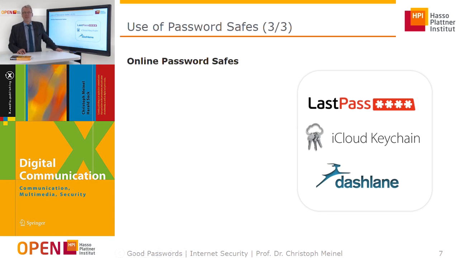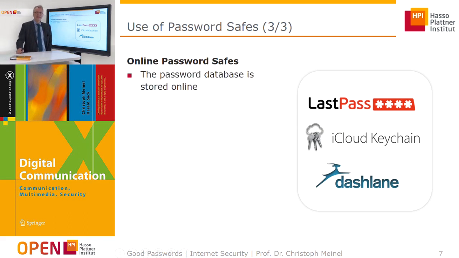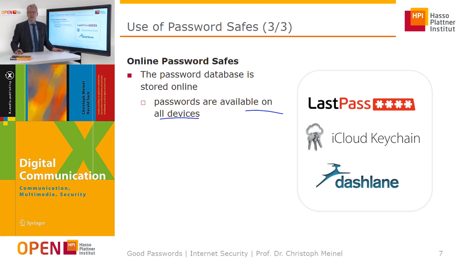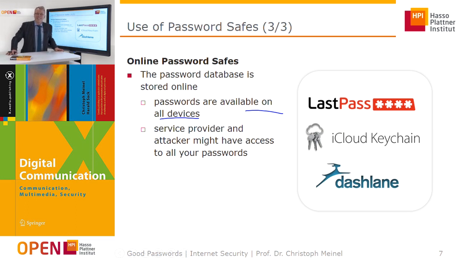The second approach for such password safes is to use a service provided on the internet. For example, LastPass, iCloud Keychain, Dashlane, which are services provided on the internet. So the password database is stored online. The advantage, of course, is that passwords stored in that password safe are available on all devices. This is every time the advantage if you use a cloud solution. In the offline version, the passwords are stored on one machine. But of course, there is also a disadvantage: the service provider and an attacker may have access to all your passwords in such an online password safe.